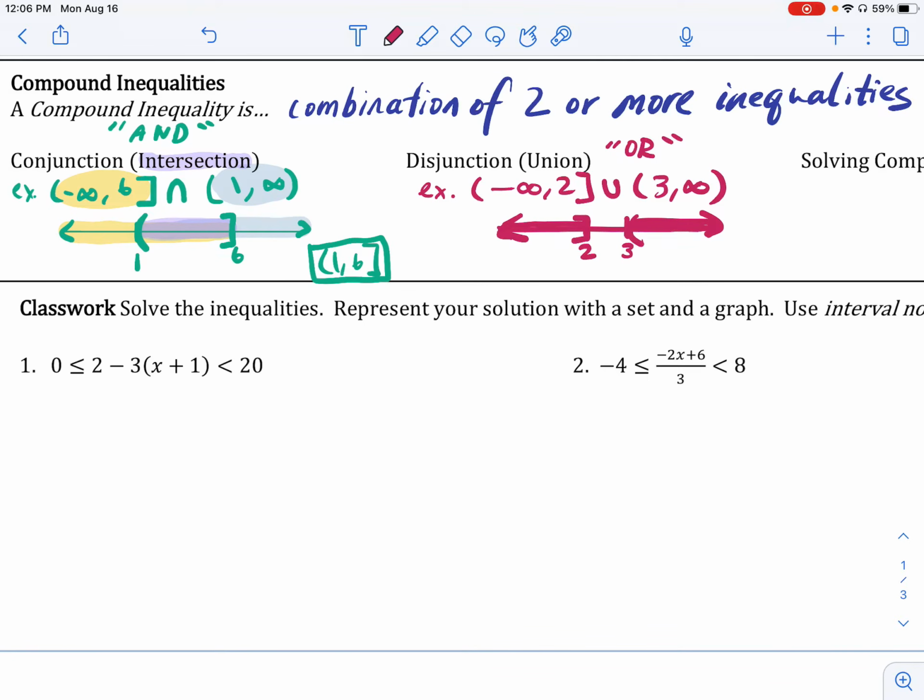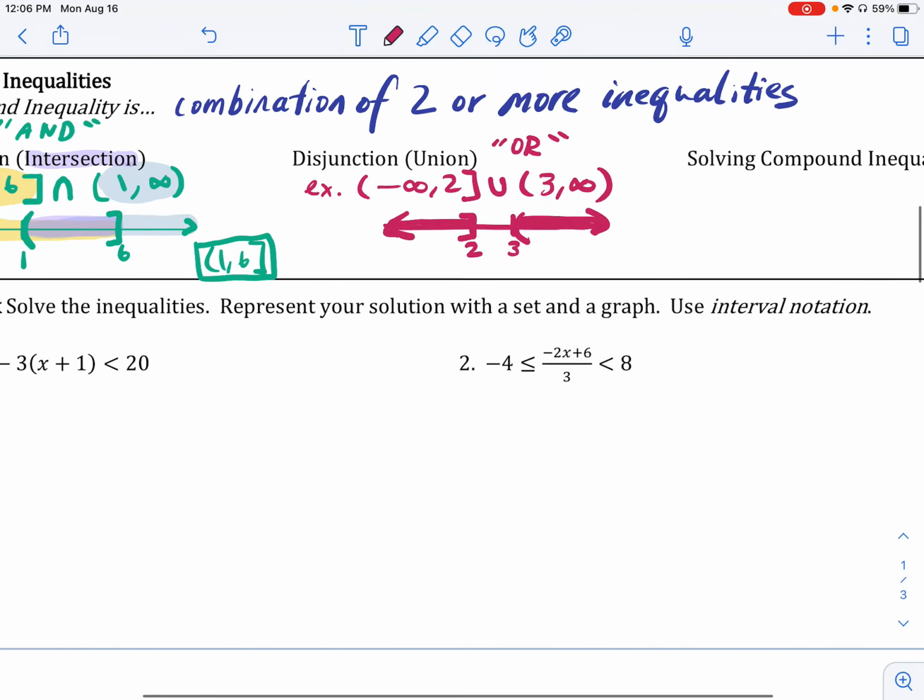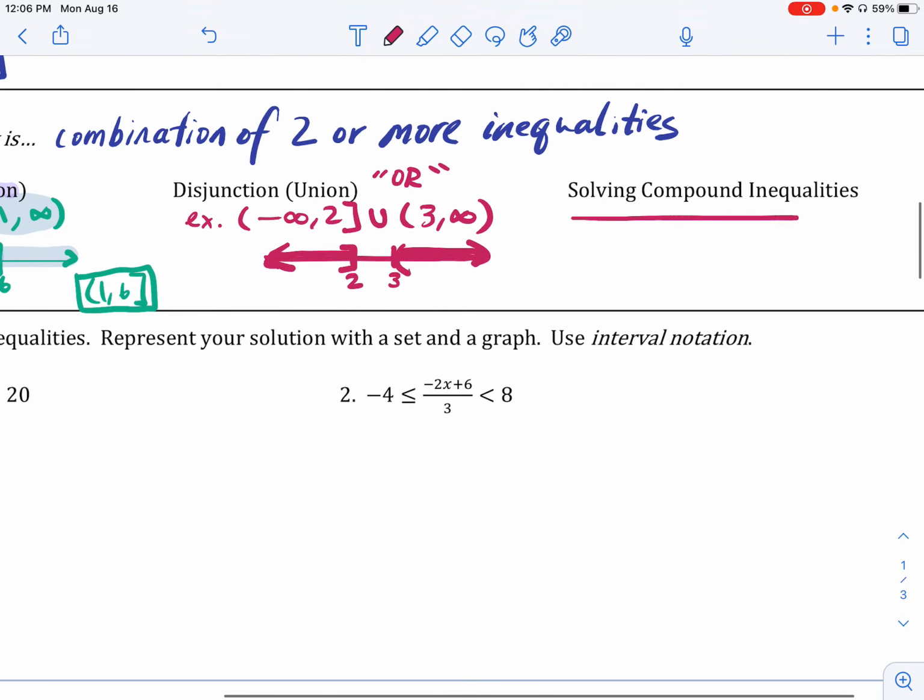So clearly there are numbers that will satisfy being less than or equal to 2, and there will be other numbers that are greater than 3. So this is known as a disjunction. When we're solving a compound inequality, it's important to remember that we're just solving two different inequalities. So you have a couple of options here.